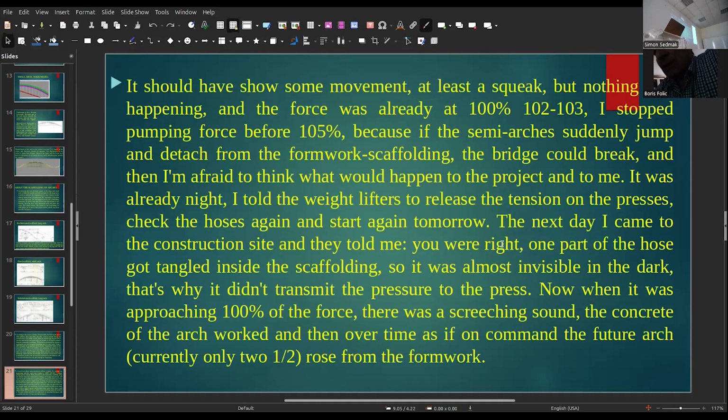When I was approaching 100% of the force, there was a screeching sound of concrete and the formwork, and over time the arch rose. Currently, it has risen only halfway from the framework.